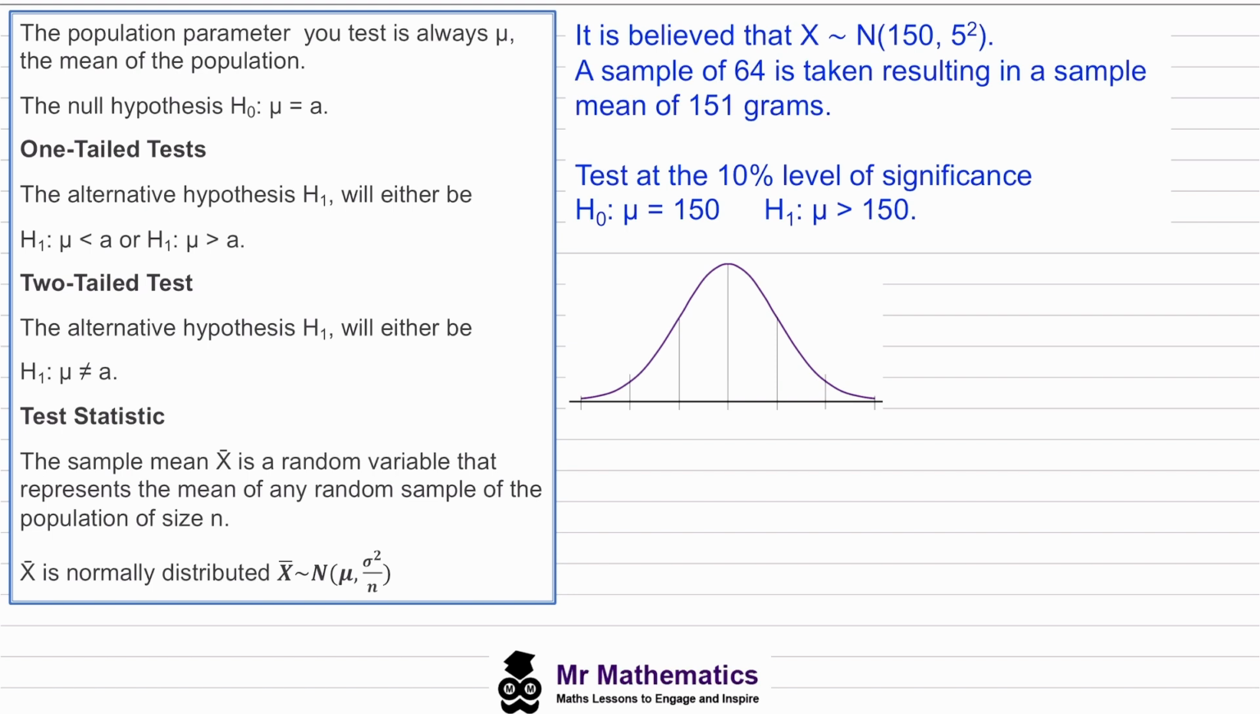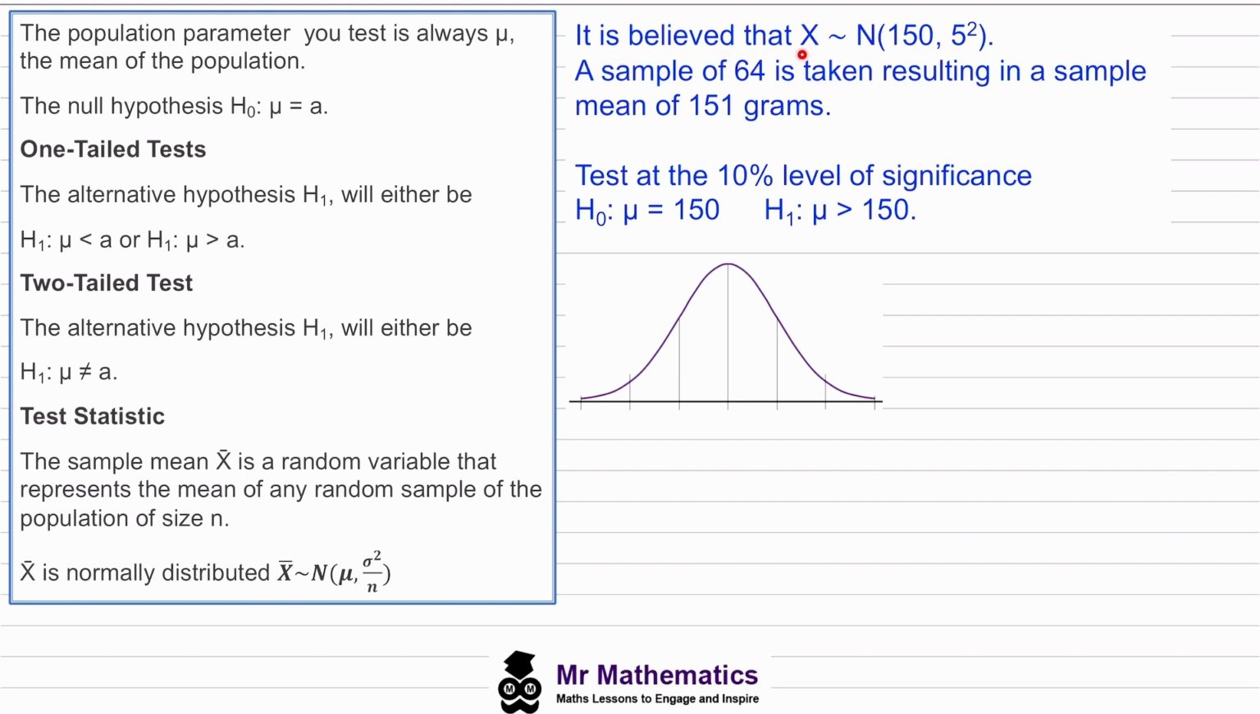So as part of a hypothesis test, we compare the test statistic to the significance level, and the test statistic is the sample mean x bar, which is a random variable that represents the mean of any random sample of a population of size n. And we need to state that x bar, the sample mean, is normally distributed with a mean mu and a variance of sigma squared over n, and this n represents the sample size. So as we work through this example, this should make more sense.